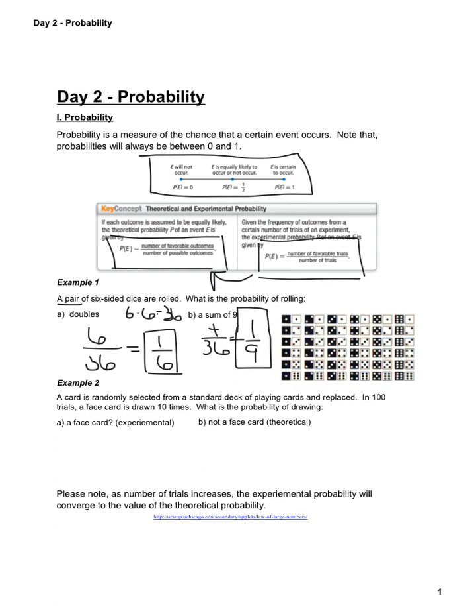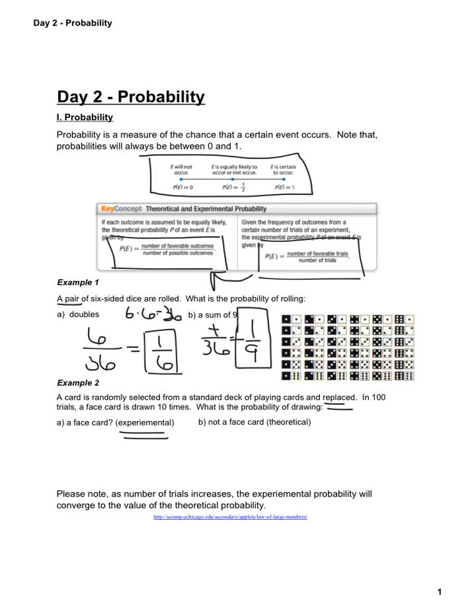All right. Looking at example 2, we're looking at a standard deck of cards, and then the card is actually replaced. Keyword being replaced, so our probability does not change from time to time we draw a card. In 100 trials, it says a face card is drawn 10 times. What's the probability of drawing a face card again? This time, we're going to base it on the experiment.